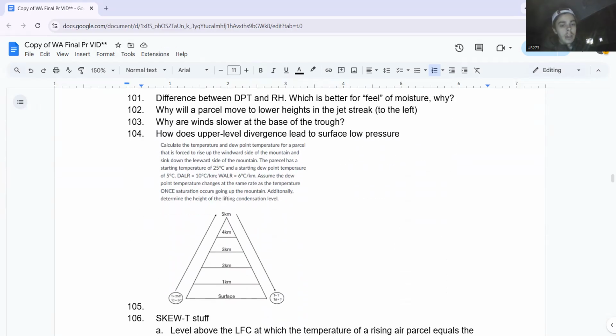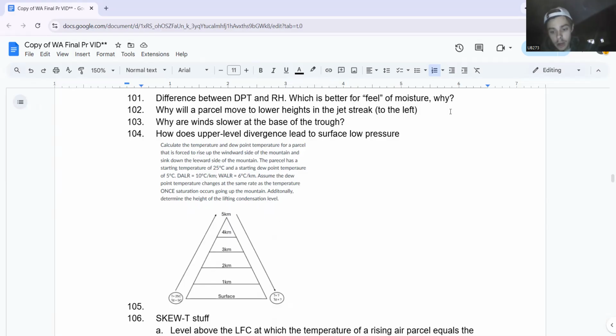The difference between dew point temperature and relative humidity. Which is a better feel for moisture and why? For these next questions, I wrote down a cohesive statement, so I'm just going to read that. Dew point temperature is the temperature that the air must cool to for saturation. Remember? Relative humidity, on the other hand, is a percentage which represents the percent of the air that's occupied by water vapor. Remember, if it's 100%, it's completely saturated.